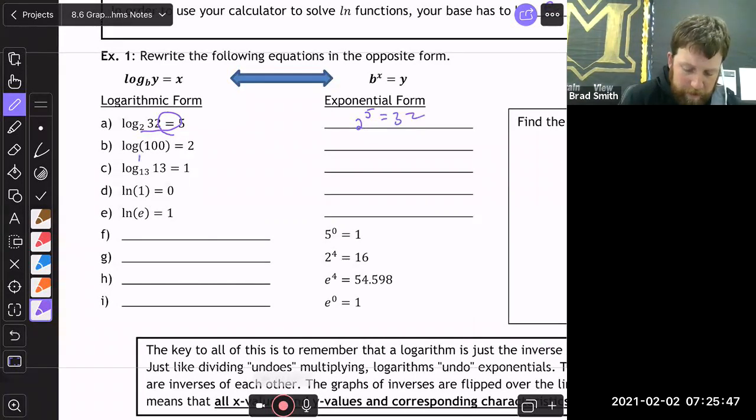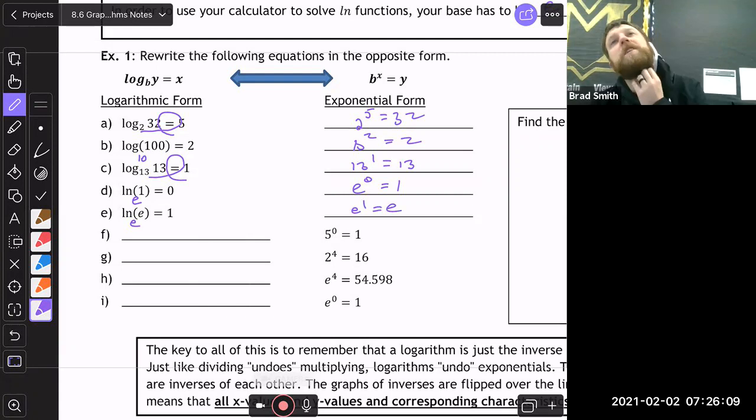If there's nothing written there, it's got a base of 10, so throwing that in there. So 10 squared is equal to 100. Same thing, 13 to the 1st power is equal to 13. If it's an ln, a natural log, it's got a natural base of e. Same thing here. That's the only thing I want to throw in there today. So if there's no base written, if it's a log, we're going to have a base of 10. Kind of like the square, it's got that little 2 there that you don't write. If it's a natural log, it's a base of e.